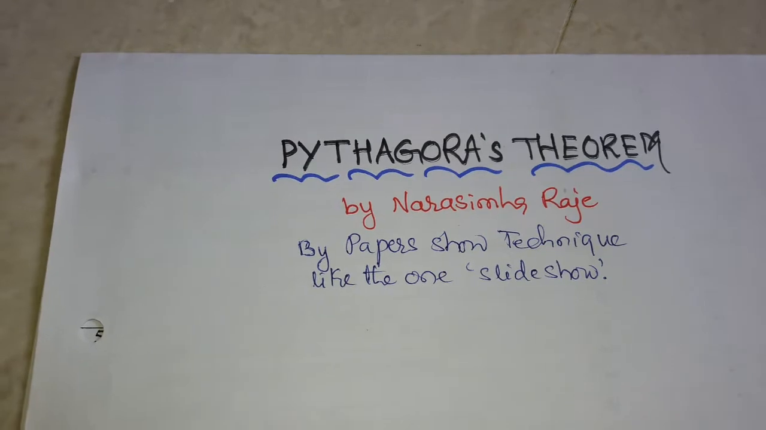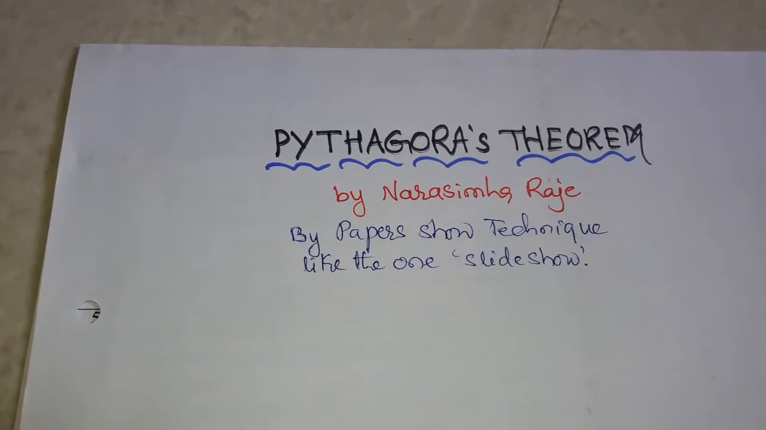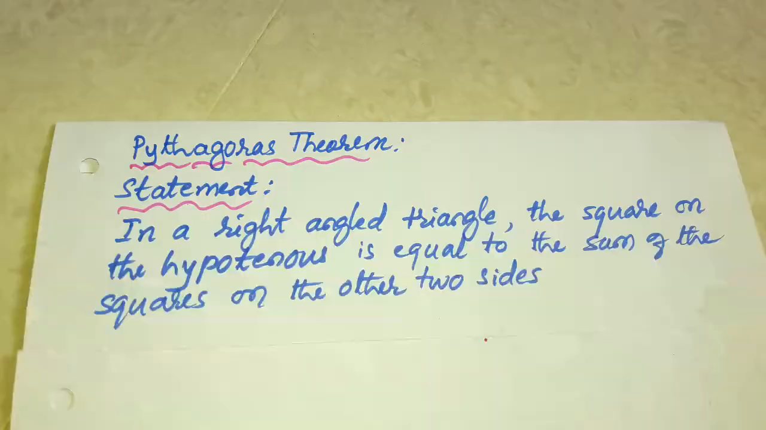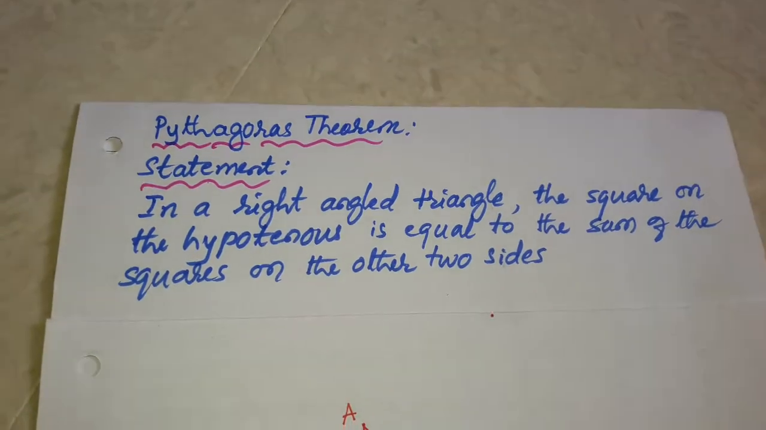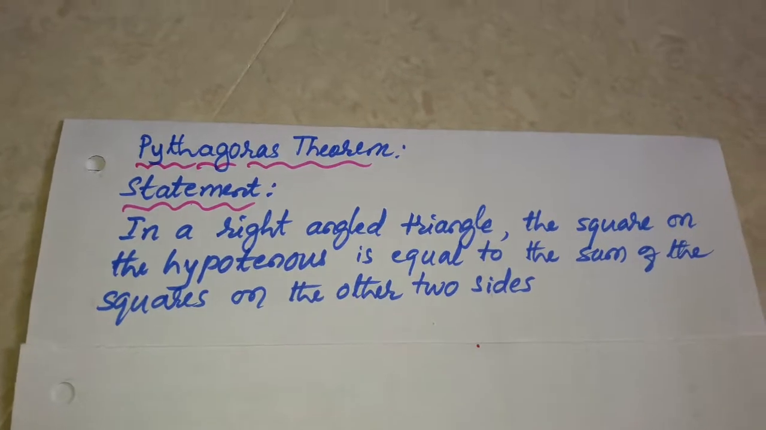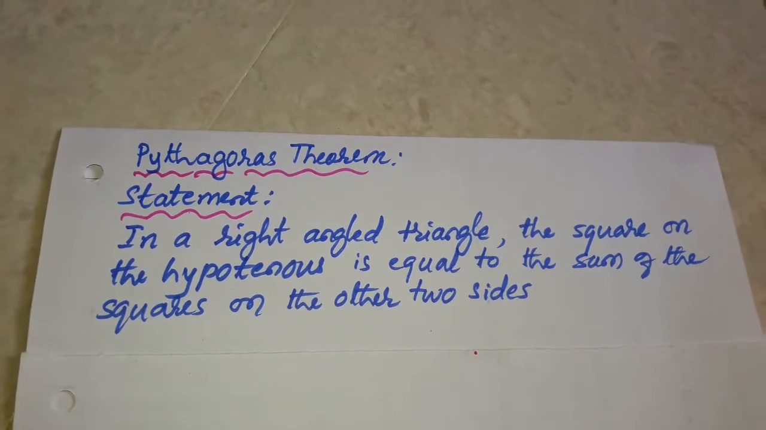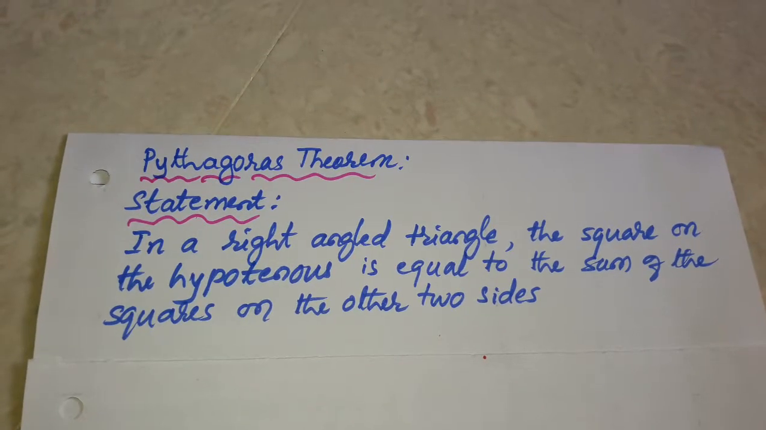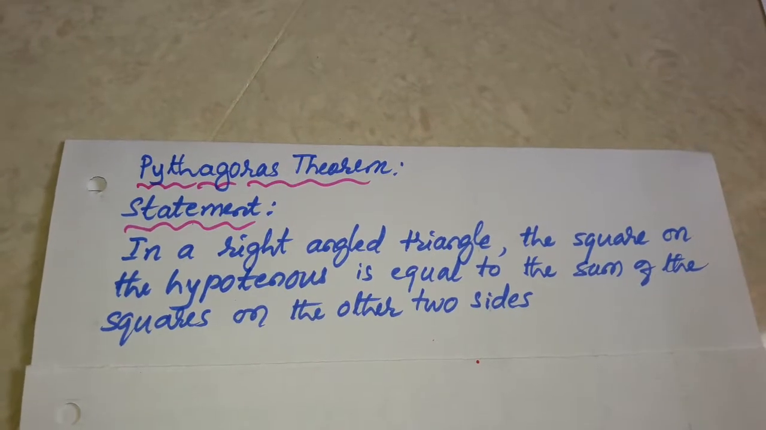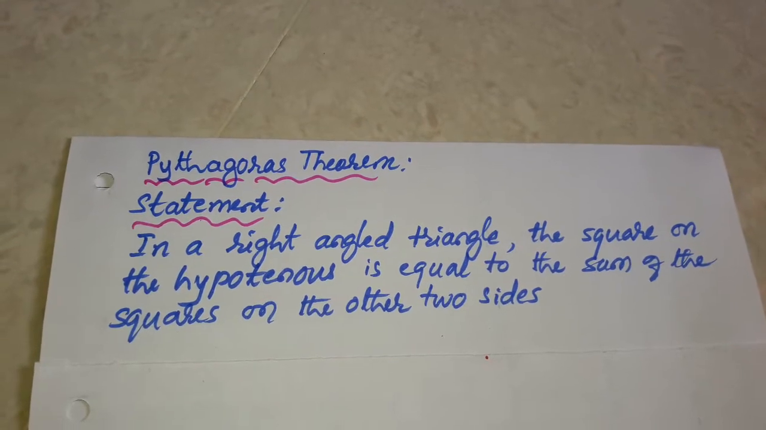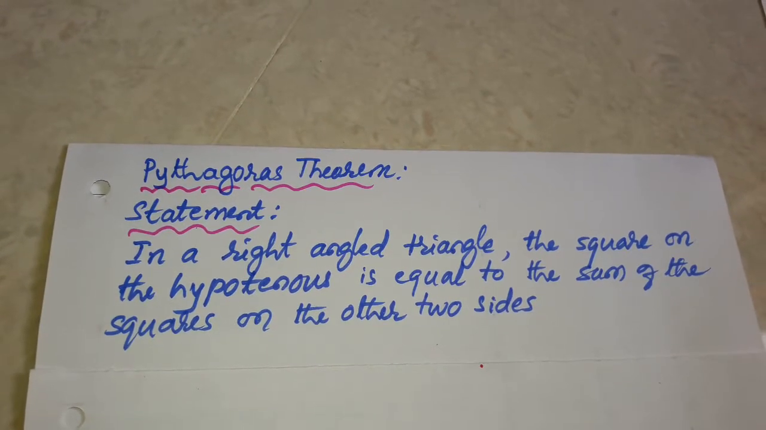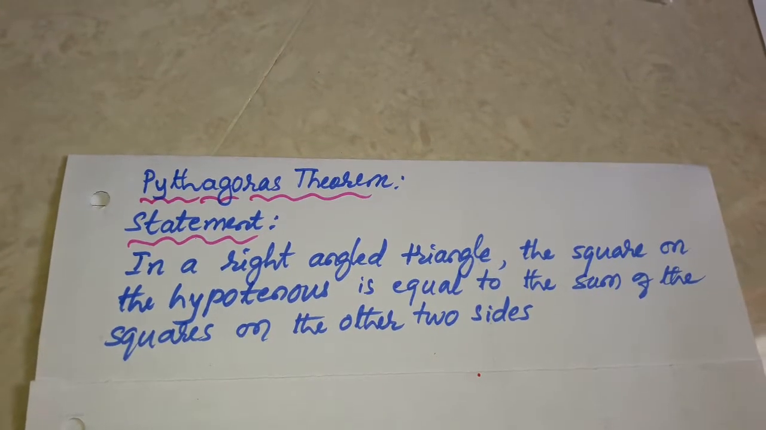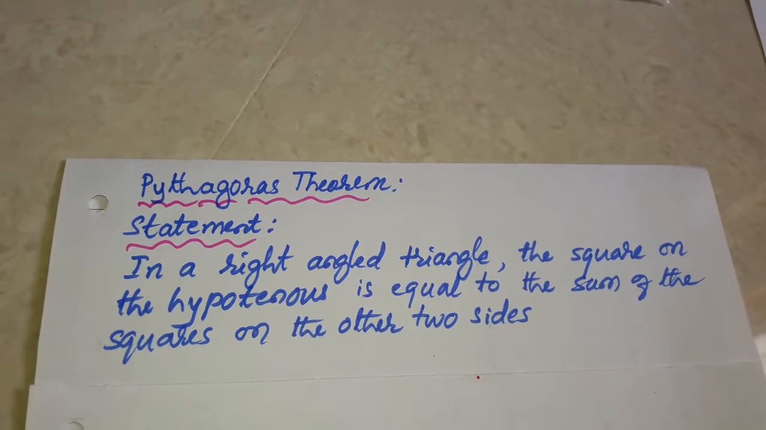Let's take a look at the statement of the theorem. Let's understand the very statement of Pythagoras theorem. In a right-angled triangle, the square on the hypotenuse is equal to the sum of the squares on the other two sides. In the statement, we read that the square on the hypotenuse, can't it be the square of the hypotenuse? And it further reads, is equal to the sum of the squares on the other two sides.